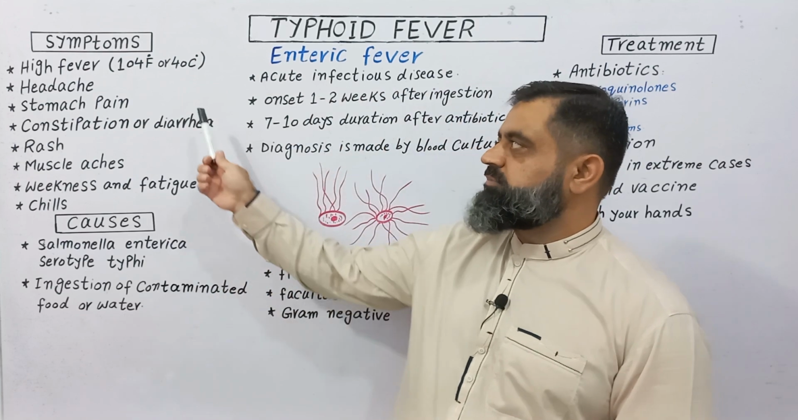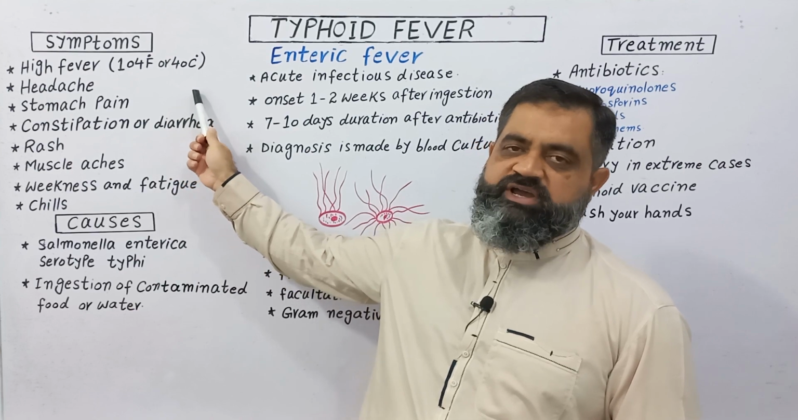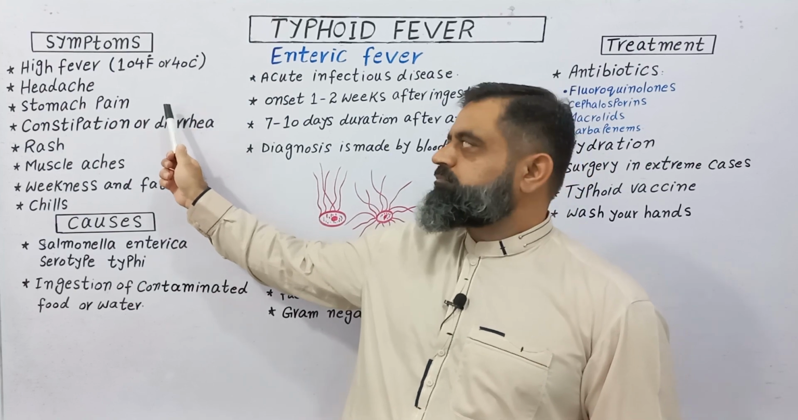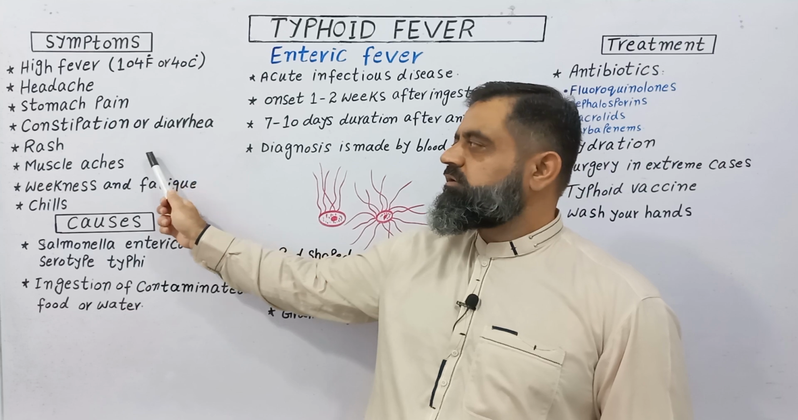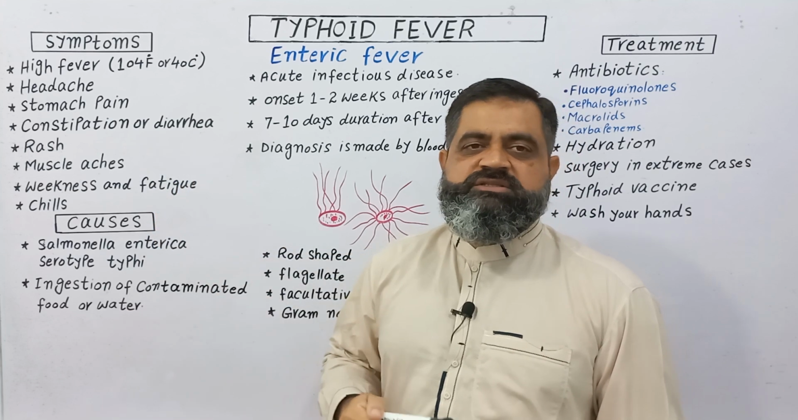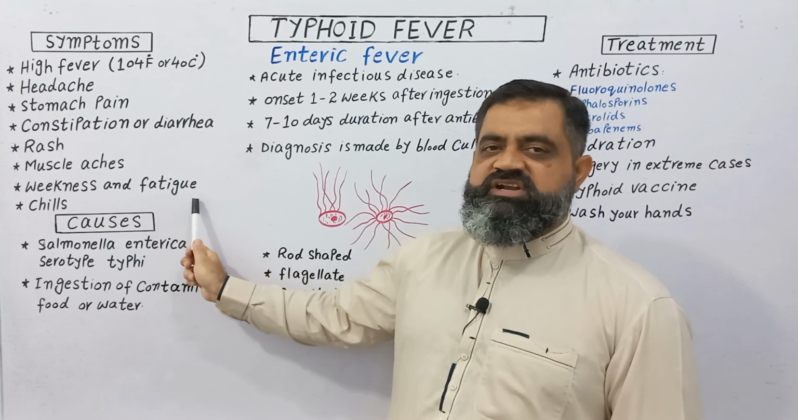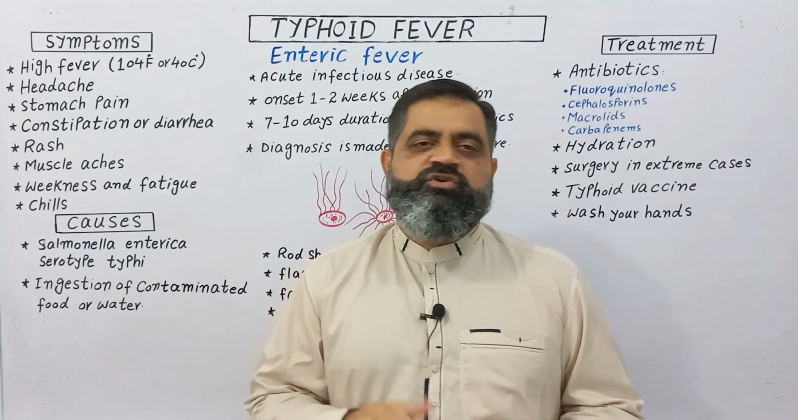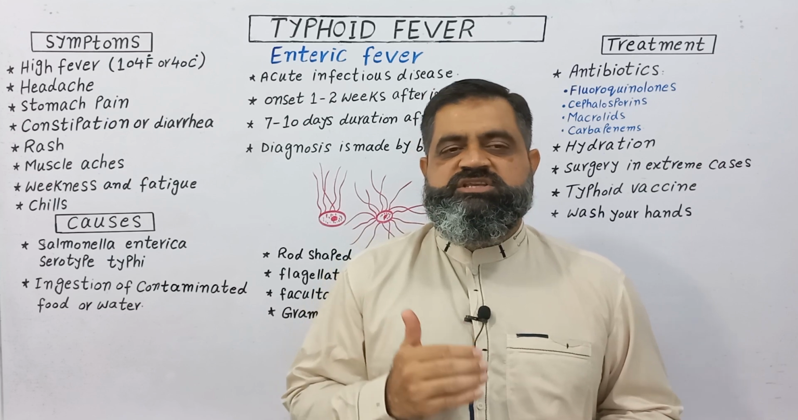The number one symptom is high fever, which is usually 104 Fahrenheit or 40 degrees Celsius. Headache, stomach pain, constipation or diarrhea, rash, muscle aches, it means pains in the whole body, in the whole muscles, weakness and fatigue, and chills. So basically we divide the symptoms of this fever in three groups: stage 1, stage 2, stage 3.